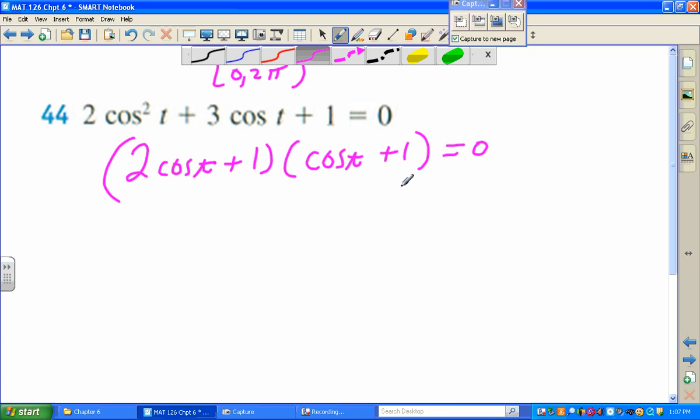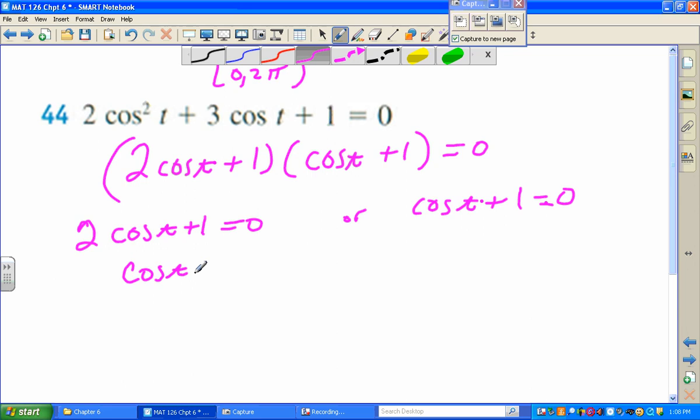So, let's see if we learned anything. What do you do next? Yeah, set each factor equal to 0, see if you can get solutions. Because don't lose factors, they're too valuable. Cosine t plus 1 equals 0. Are we getting close? I think so. Cosine t equals negative 1/2, and cosine t equals negative 1.